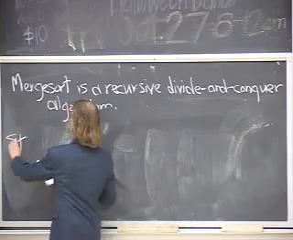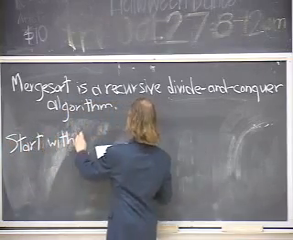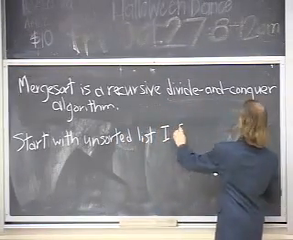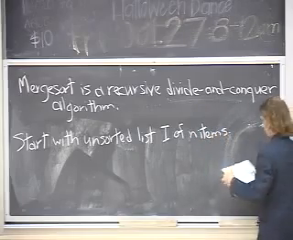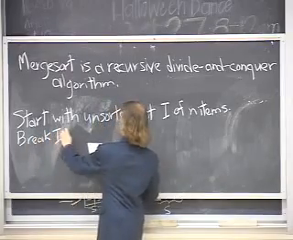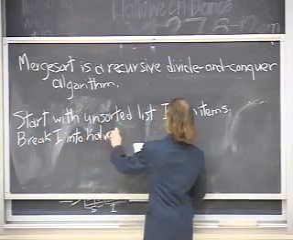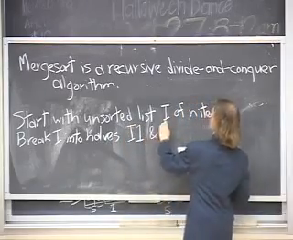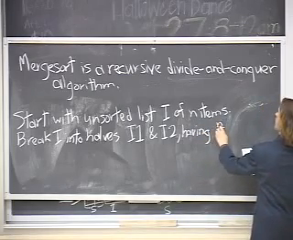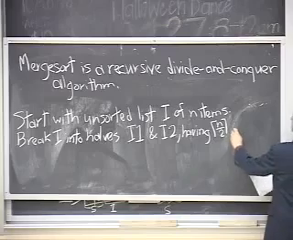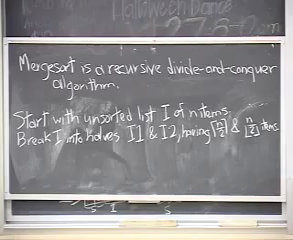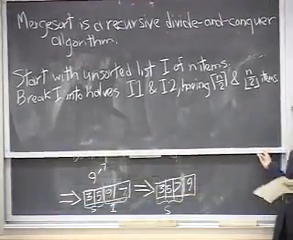So here's the algorithm. We start with an unsorted list, call it I of n items. We break that into two lists just by breaking it in the middle. And I'm going to call those lists I1 and I2. And one of them will have half the items rounded up. The other one will have half the items rounded down, just in case n is odd.